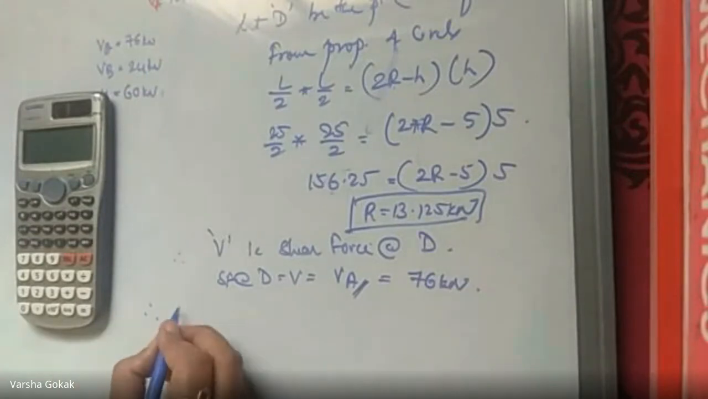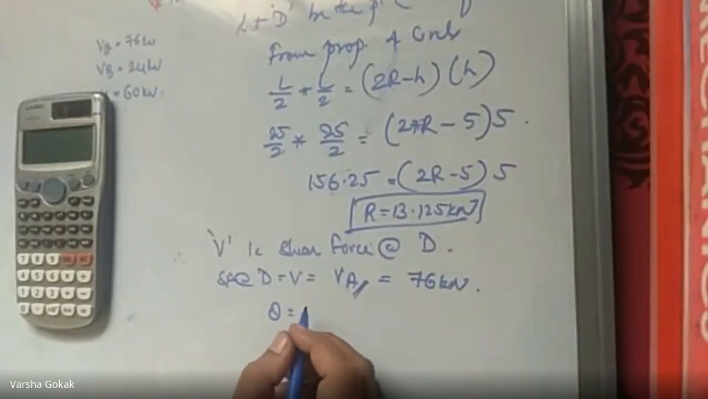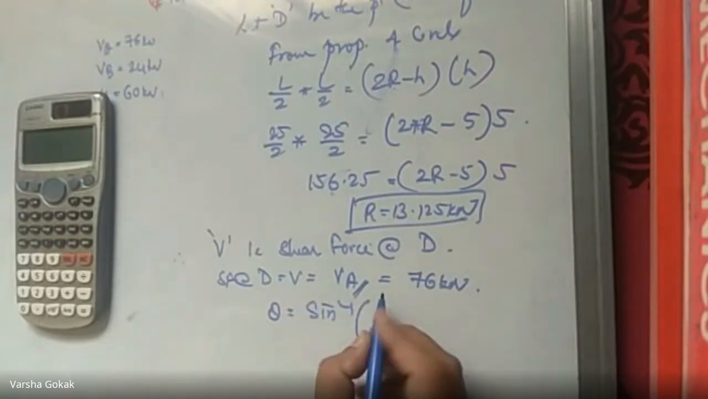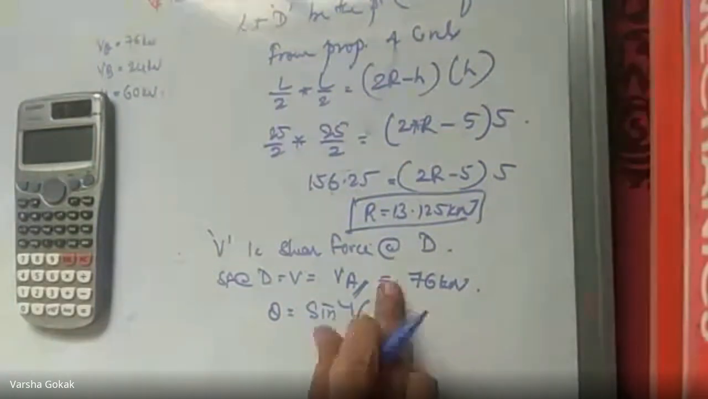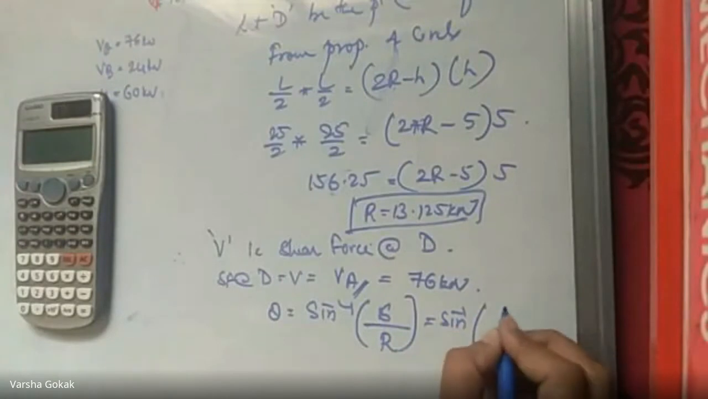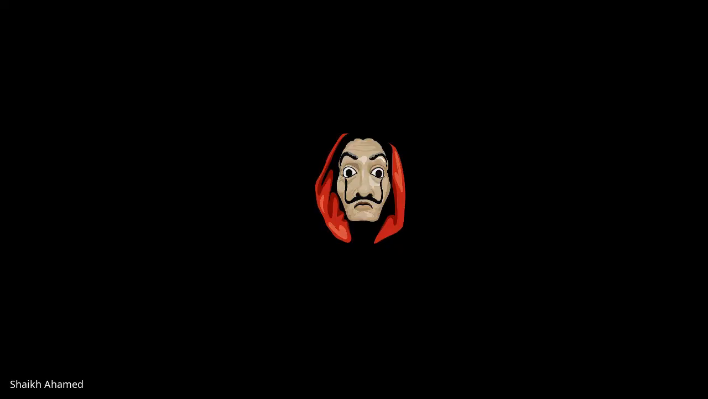Therefore, now directly substitute for normal thrust and angle theta. What is the formula for theta? It is sine inverse of horizontal distance divided by R. How much is given? 6 meters. So sine inverse 6 divided by R. How much did you get for R? 13.125. What is theta? 27.20.